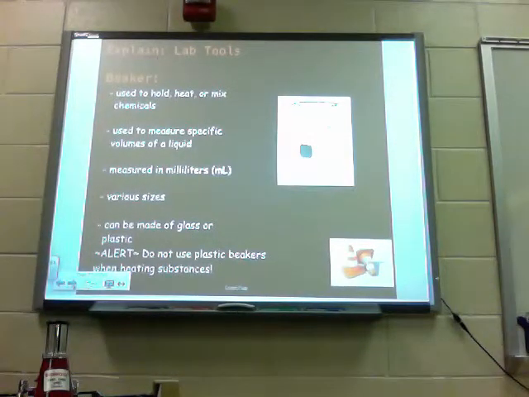We do have an alert. All right. Do not use a plastic beaker to heat substances, or what will happen? It will melt. Oh no! So we don't want to melt anything.